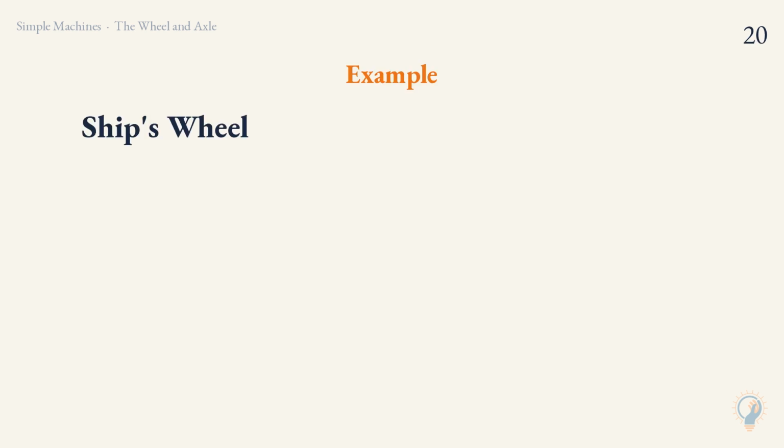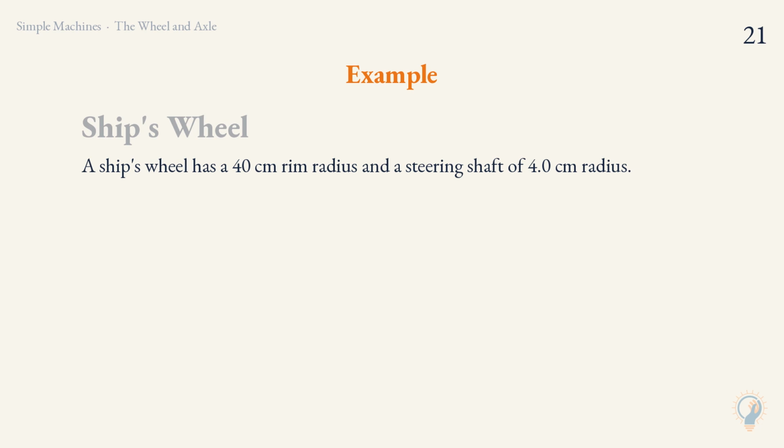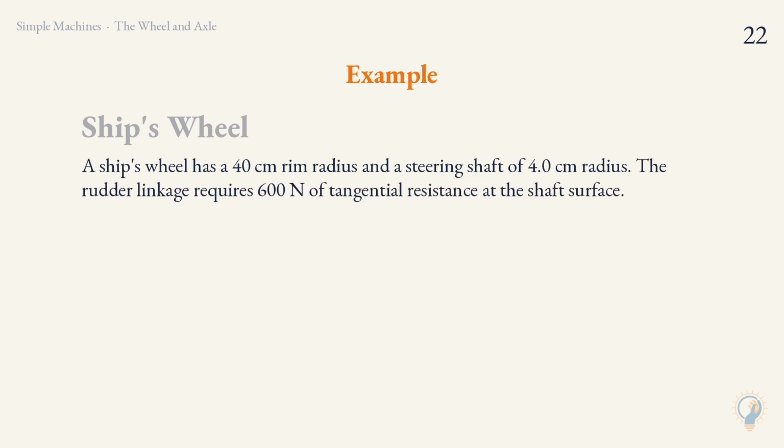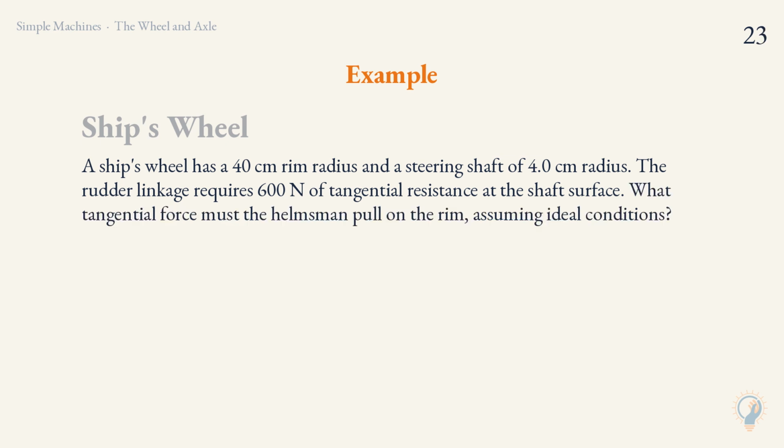Ship's wheel. A ship's wheel has a 40 cm rim radius and a steering shaft of 4 cm radius. The rudder linkage requires 600 newtons of tangential resistance at the shaft surface. What tangential force must the helmsman pull on the rim, assuming ideal conditions?